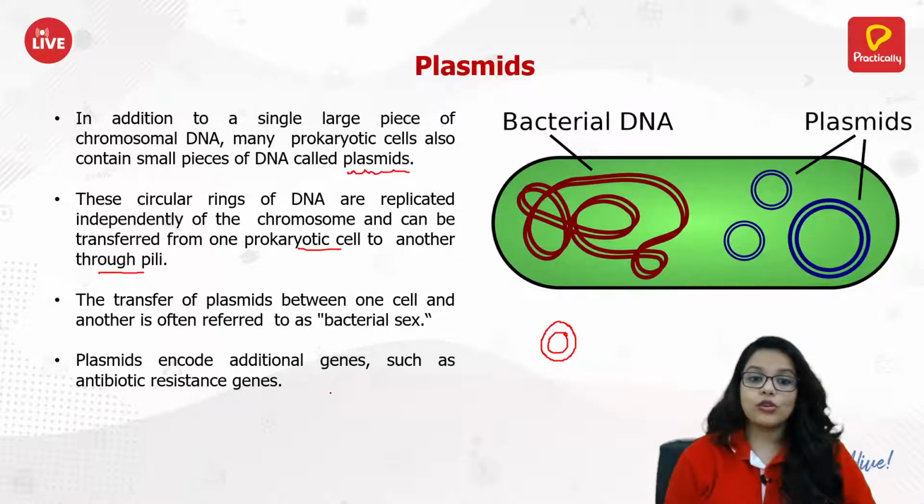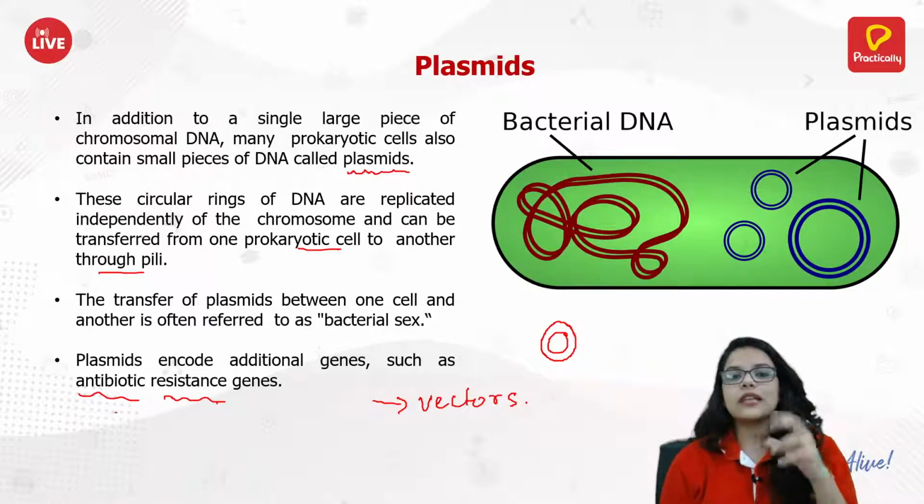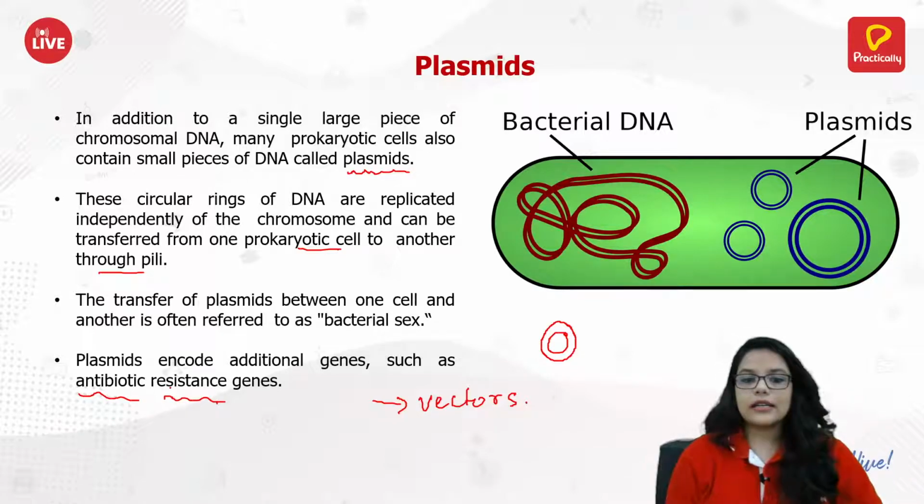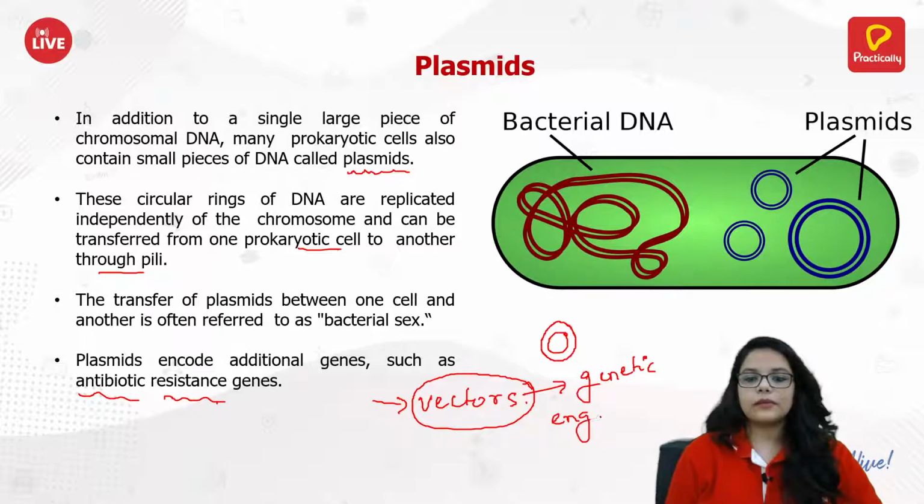These also work very well as vectors. In genetic engineering, you can use these plasmids as vectors to carry some genes, such as antibiotic resistant genes and all that. They can carry these specialized genes from one cell to another. That is why they can be very good vectors in the field of genetic engineering.